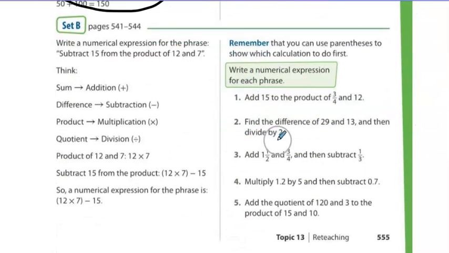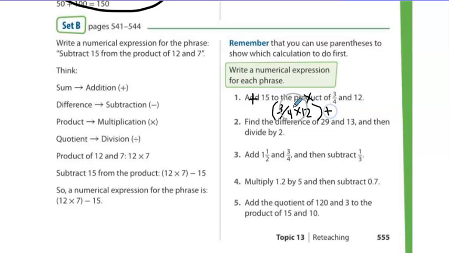On this next part, this is where you're writing your numerical expression. So reading that word form and then turning it into number form. It says add 15 to the product of 3/4 and 12. So we're going to add 15 to the product. Product means multiplication of 3/4 and 12. So we want to make sure that we are finding the product of 3/4 times 12. Then we're going to add in that 15.